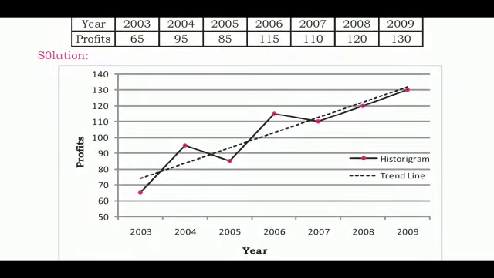After taking a suitable scale, here we have taken 50, 60, 70, the maximum is 140, and the years you mark on the x-axis, 2003, 4, 5, 6, 7, and so on till 9, and then you mark all the points. For example, for 2003 the profit value is 65, say, which is marked in red, and when all these points are marked in red, you get these dots here, and then you join them.